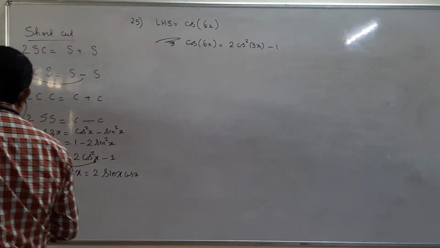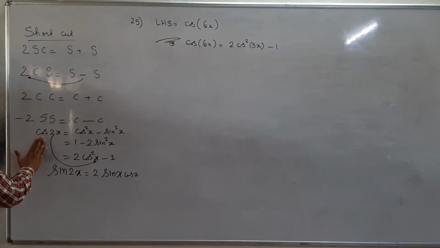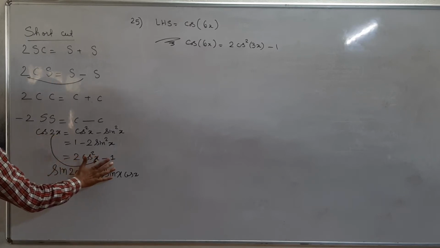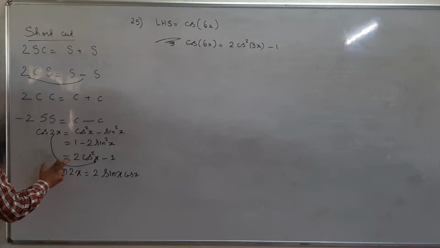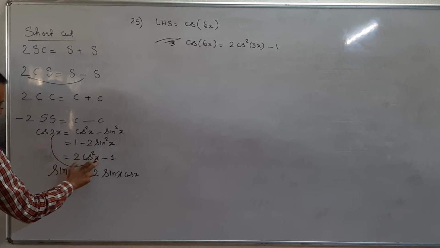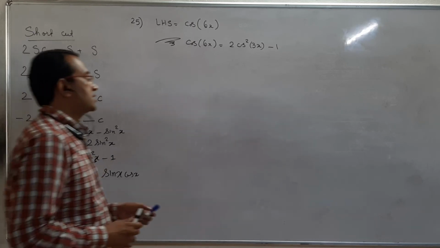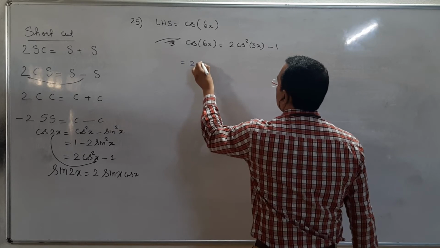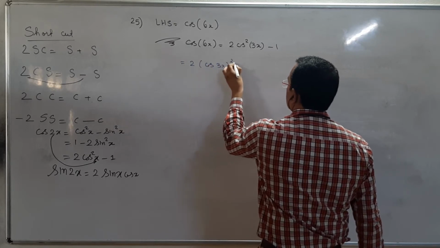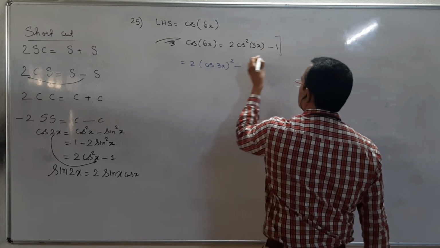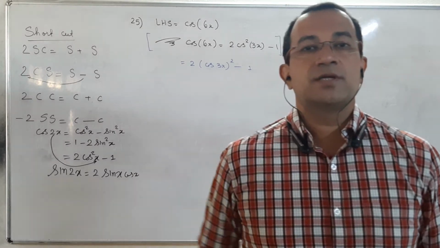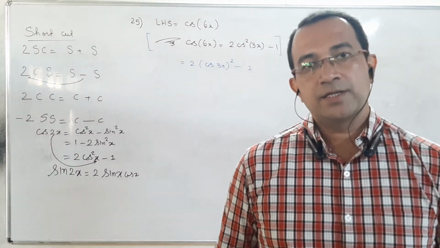Check. The concept and basic lies here. Cos of 2x is equal to 2 cos square x minus 1. So cos of 4x will be 2 cos square 2x minus 1. Cos of 6x will be twice cos square 3x minus 1. So the sum still remains in terms of only cos x. So this is 2 into cos of 3x the whole square minus 1. This is the formula which, students, we have applied.